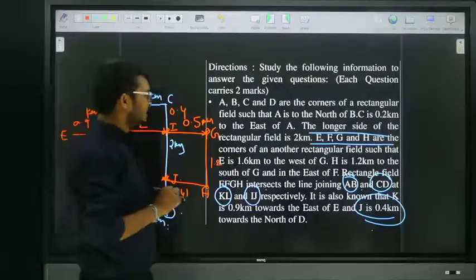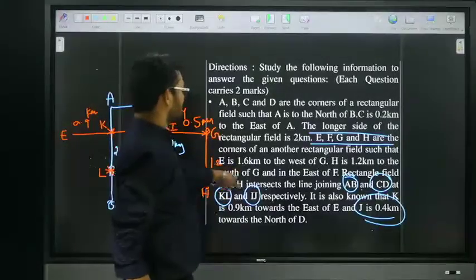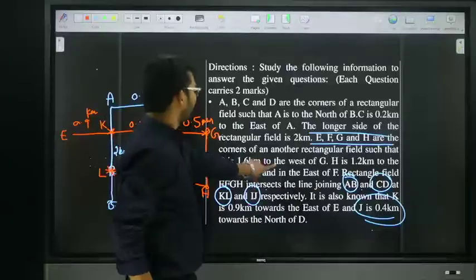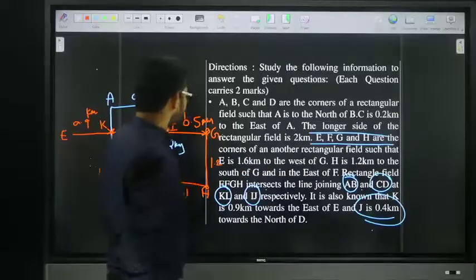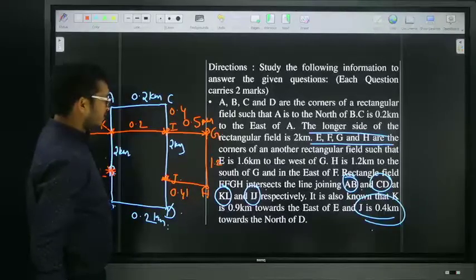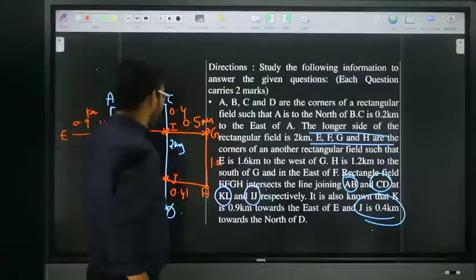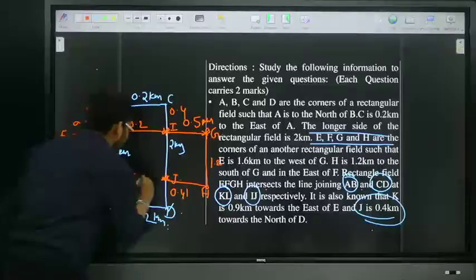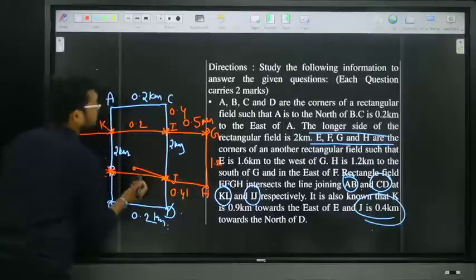Yes, leave it. Next, H is 1.2 kilometer to the south of G and east of F. That means here H is east of F. H is east of F. Next one is, friends, here. That means this one is what? Friends here, this one also is what? 0.2. See here.